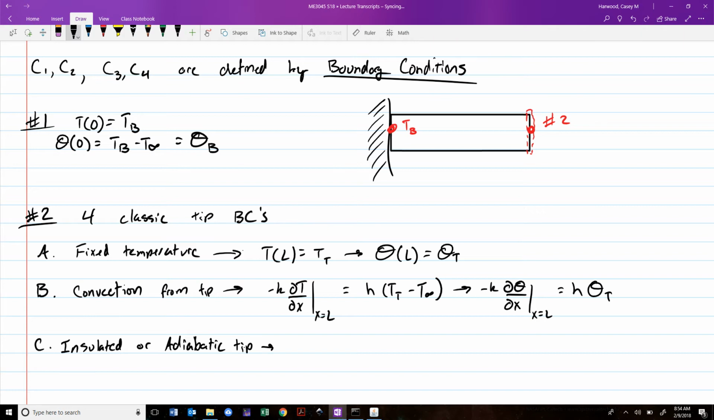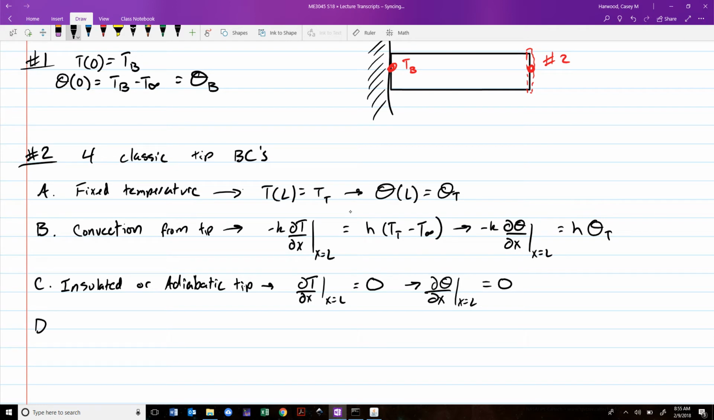Which essentially says that there's no heat transfer through the tip, meaning that there can be no temperature gradient. If there were a temperature gradient, there would be conduction being pushed along by that temperature gradient. And so that says that dT/dx at x equals L has to be 0, which, putting it into our dummy variable, says that dθ/dx at x equals L has to be equal to 0.